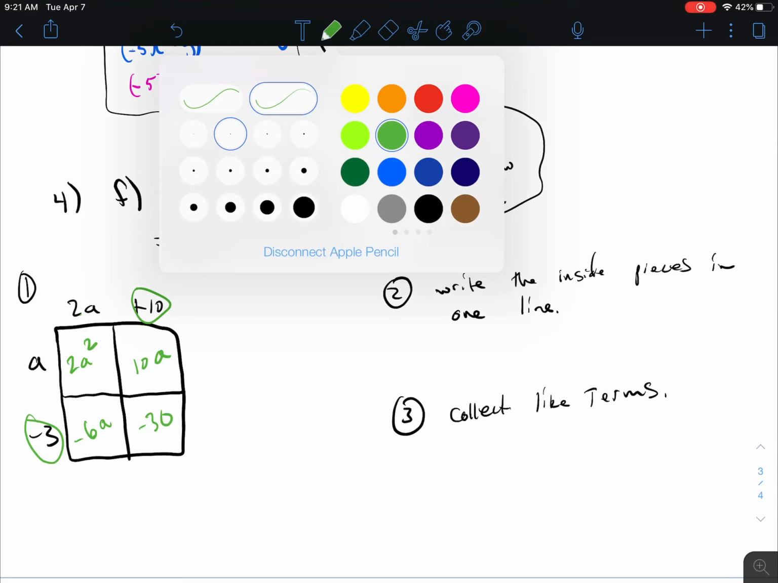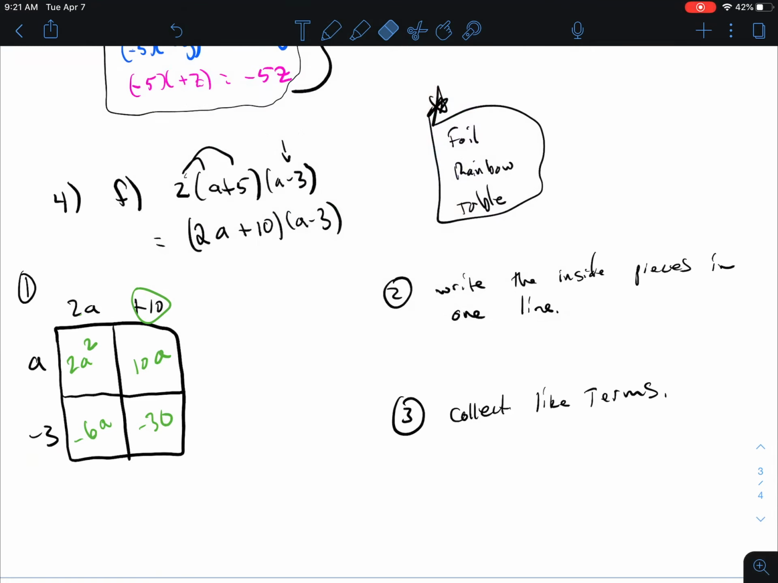So now we're good. We filled in the inside, so that's step 1 completed. Then we can go over to step 2, and we want to write all 4 things into one line. So 2a squared plus 10a minus 6a minus 30. That's step 2, write all 4 things into one line.